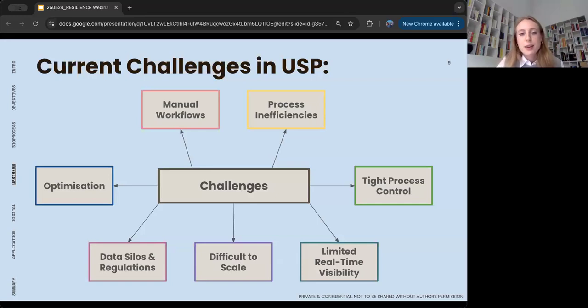Our next challenge is limited real-time visibility. Monitoring bioreactors in real time can be quite challenging, and without timely data, issues may not be detected early enough. Because of that, problems such as oxygen drops or contamination could go unnoticed until the next manual check, by which point some of the cells or even the entire batch may already be lost.